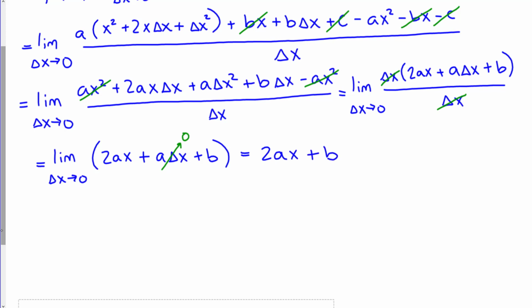So this is effectively a linear function. 2ax can look like something of the form m times x plus b. So effectively, the derivative of a quadratic is a linear function. What that means is the change in y with the quadratic is going to be linear, so the values change at a constant rate.